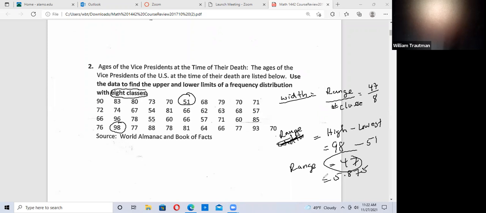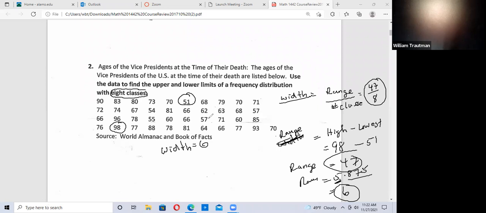5.875. You always take it up to the next higher number, next higher digit. So 5.8 goes up to 6. Even if it was 5.001, if there's anything in the decimal spot, you have to take it up to the next highest number. It's called rounding up, next highest whole number. So here, our width equals 5.87, but we round it to 6. So our width is 6.